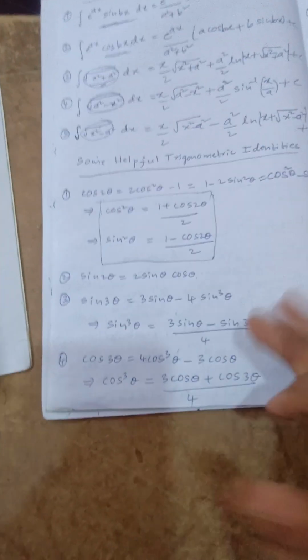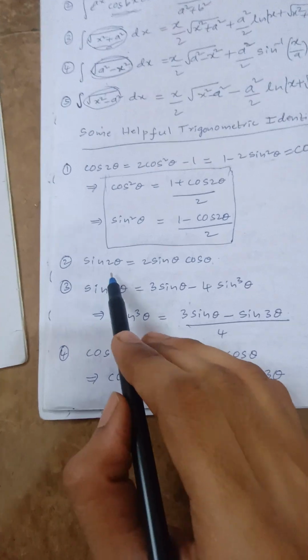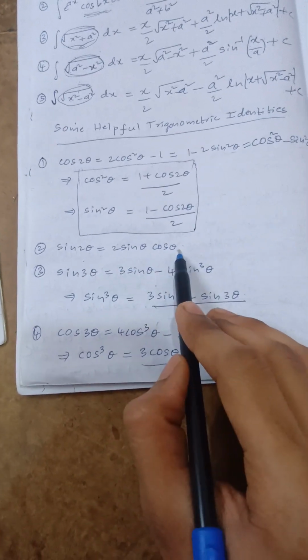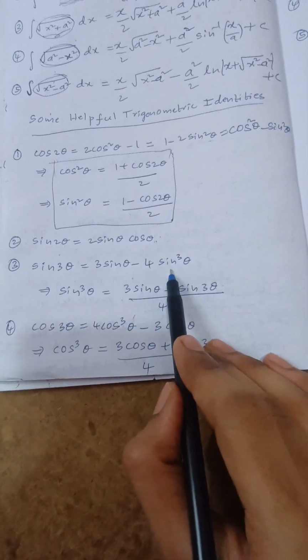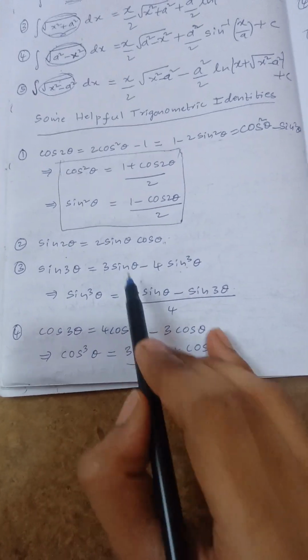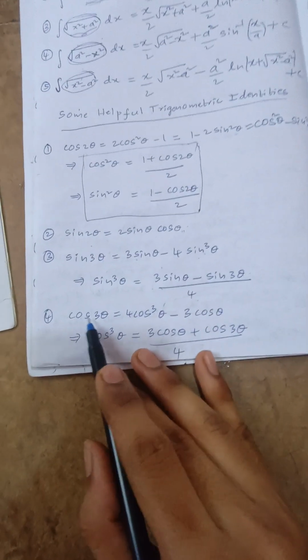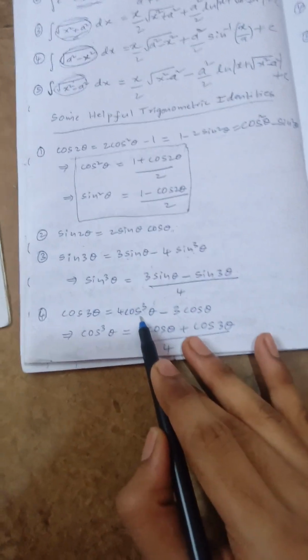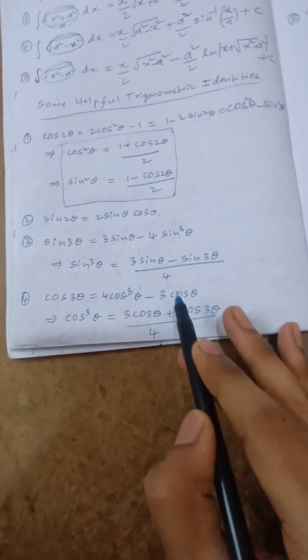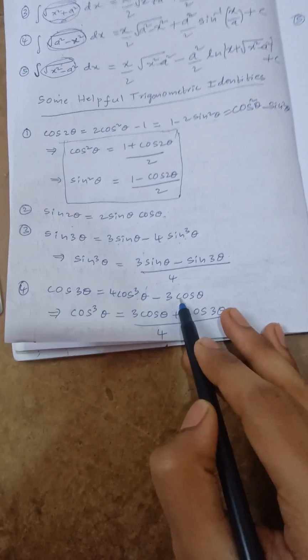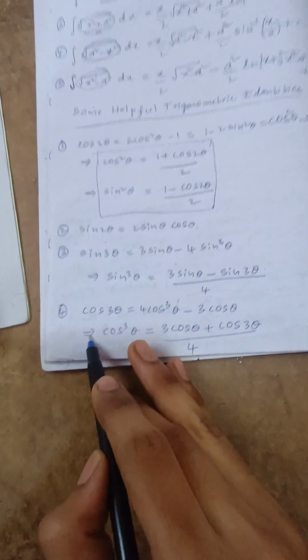Later we will generalize these formulas. Coming to sin 2 theta, we write 2 sin theta cos theta. Sin 3 theta is 3 sin theta minus 4 sin cube theta. From this, sin cube theta is 3 sin theta minus sin 3 theta by 4. Now cos 3 theta is 4 cos cube theta minus 3 cos theta. From this, cos cube theta is 3 cos theta plus cos 3 theta by 4.